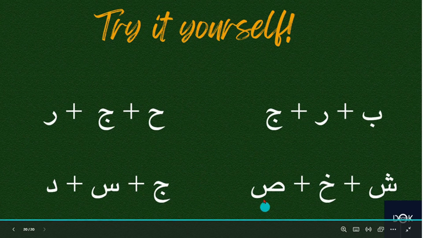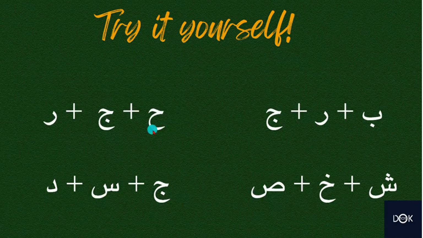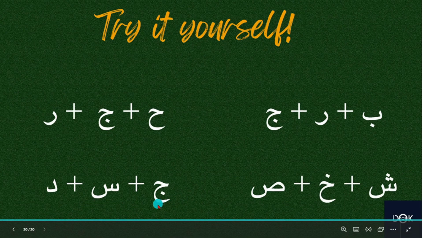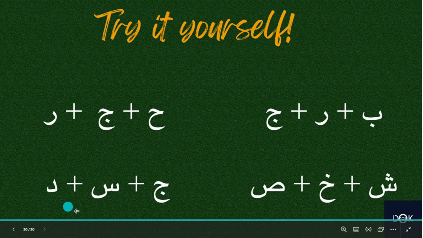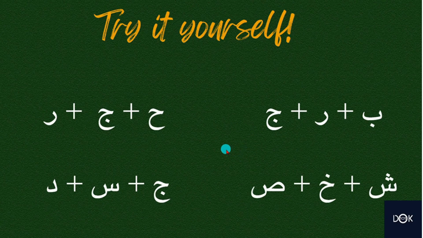The third word is hajar. Hajar, ha, jim, ra. And the last word is jasad, which is a body. I'm sorry, I forgot to tell you. Hajar is a stone. Hajar, stone. Jasad is a body. Jim, seen, dal. Now what you have to try is that you have to connect them together to make a word.